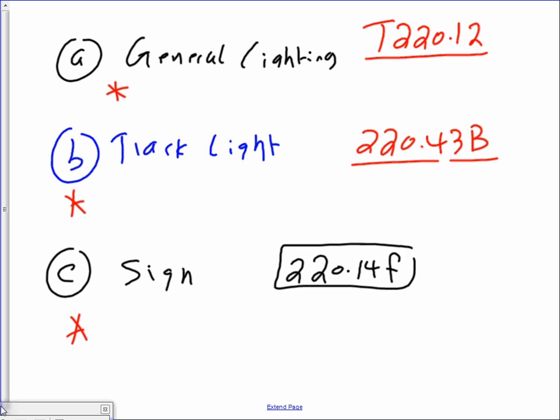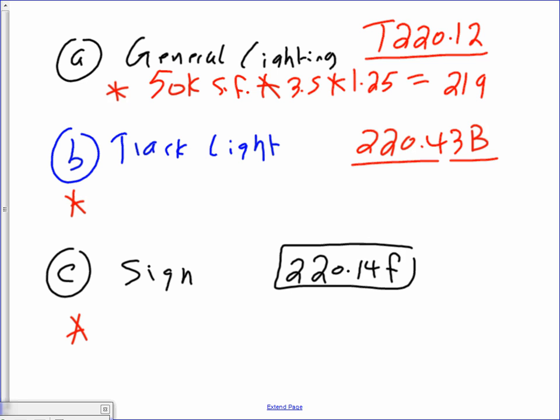Okay, general lighting, 220.12. So first of all, you have to go and find yourself the general lighting. Based on the general lighting for this building, you take the 50,000 square foot, multiply that baby from this table by 3.5, multiply it by 1.25 because it's continuous load, and you just got yourself 219 kVA. So you take the 50, multiply by 3.5 times 1.25, get you 219 kVA, and that will be the size of your general light from the code.